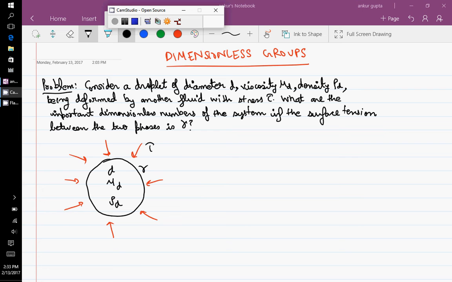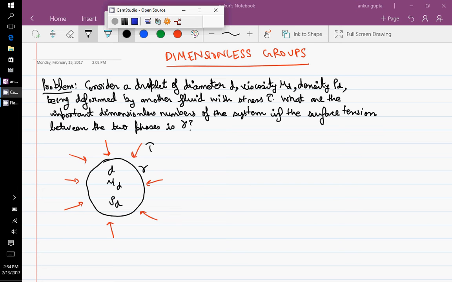And hopefully this will give you a flavor of how dimensionless numbers play an important role in real life applications. So the problem that I have written down here is, consider a droplet of diameter d. Let's say the circle that I have drawn here is of diameter d, and the droplet has a viscosity mu d, something that we have discussed in class, density rho d, and this droplet is being deformed from outside by a stress tau, which is written here, and the surface tension between the droplet phase and this outer phase is gamma.